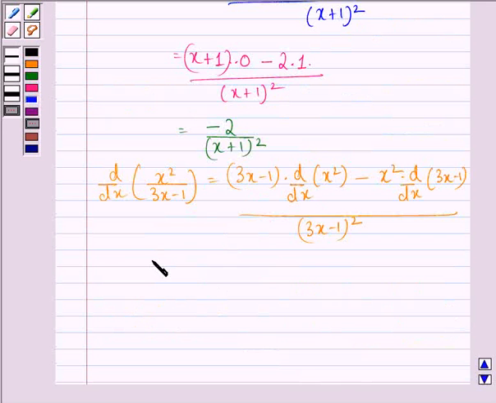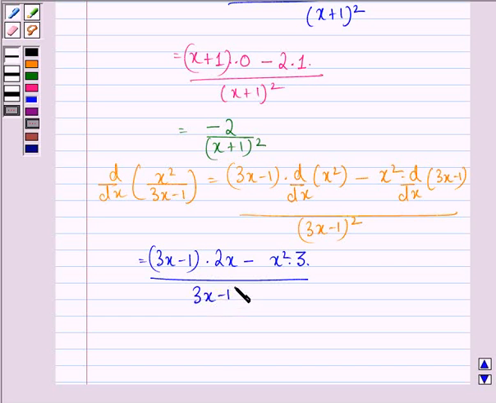This is equal to 3x minus 1 into 2x minus x square into d by dx of 3x minus 1 is 3. So x square into 3, because derivative with respect to x of 3x is 3 and derivative with respect to x of 1 being a constant is 0. So we have x square into 3 divided by 3x minus 1 the whole square.